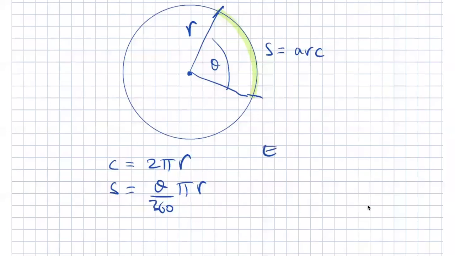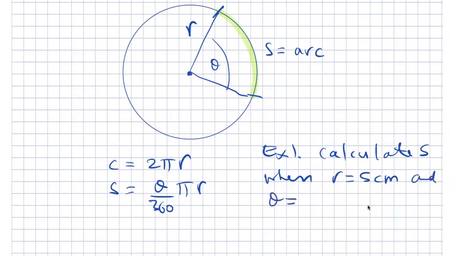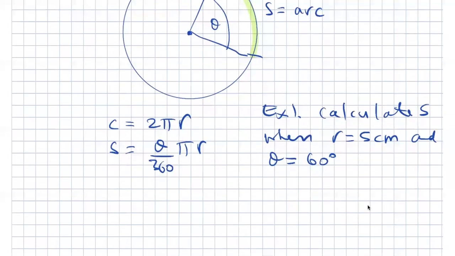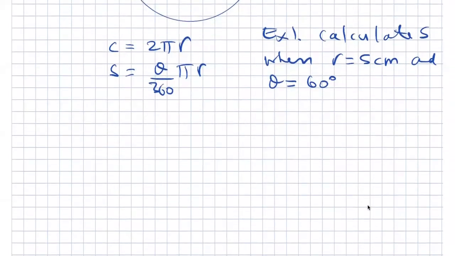So if we look at an example, example 1, calculate S when r is equal to 5 centimeters. In other words, a circle with a radius of 5 centimeters, and theta is 60 degrees. So what we do is substitute those values into the little formula we've got. So it becomes 60 over 360, I forgot a 2 there, times 2 pi times 5.